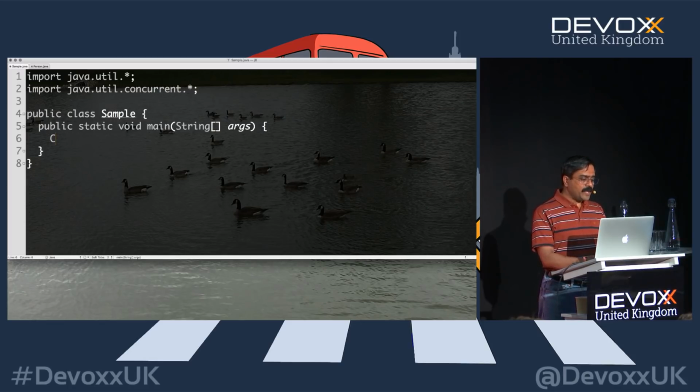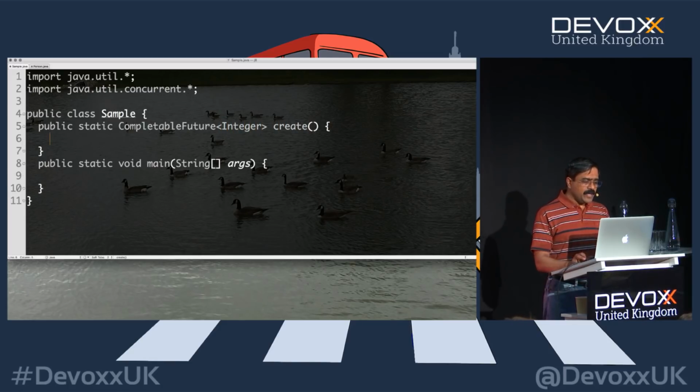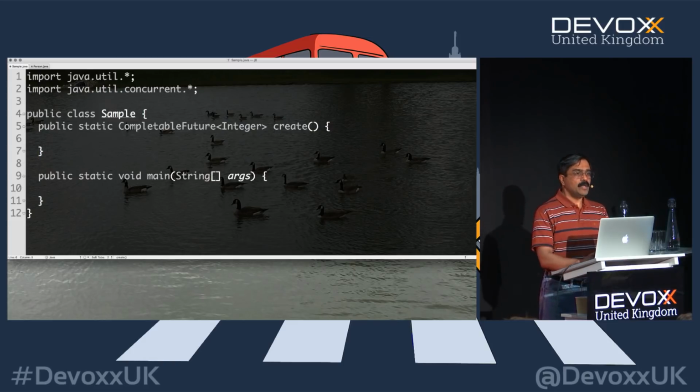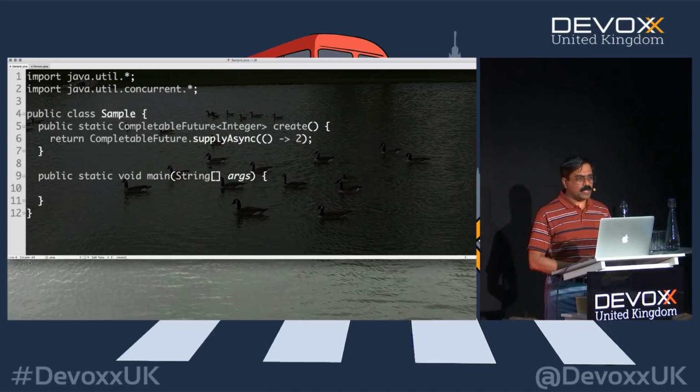Let's go ahead and bring up a completable future and play with it. So we'll say over here, let's create a method called create. So we'll say public static CompletableFuture of Integer, for lack of better things, and we'll call it create. A very simple little example to begin with. So what am I going to do here? I'll simply say return CompletableFuture.supplyAsync. And in this case, I'm going to keep it extremely simple and trivial. I'm just going to return a value of 2.